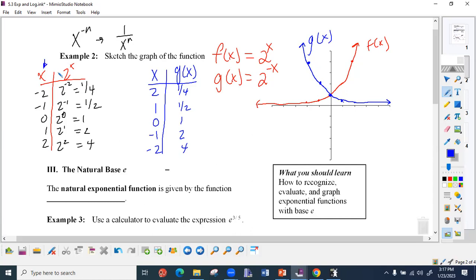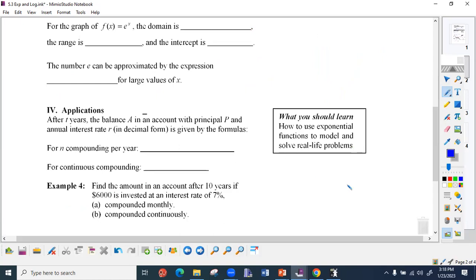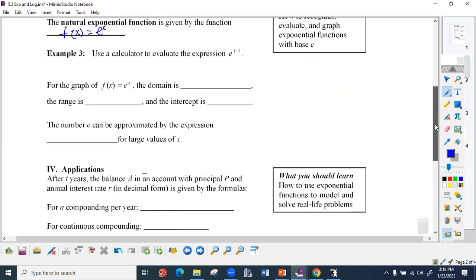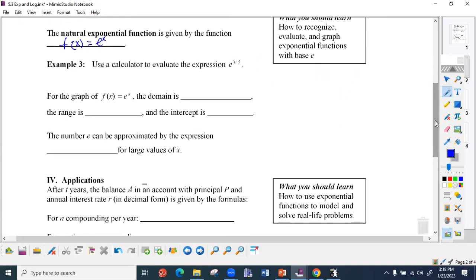All right, let's talk about the natural base e. So now we're going to dive into e a little more. And with our friend e, it is still an exponential function. It's just now the value of your a. So f of x equals e to the x power. Which is okay because e is a number greater than 1, right? That is very much true, based on what we defined it as.